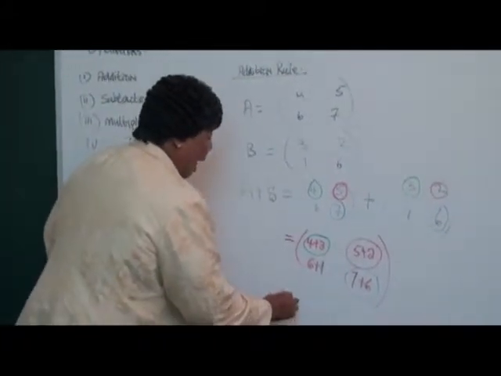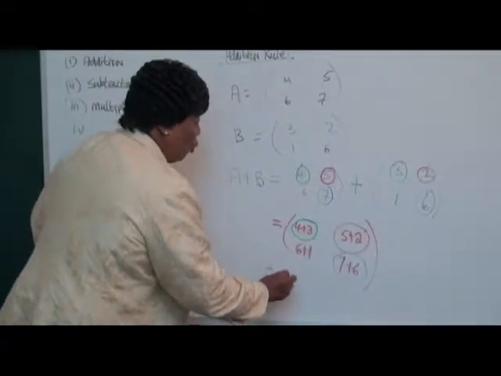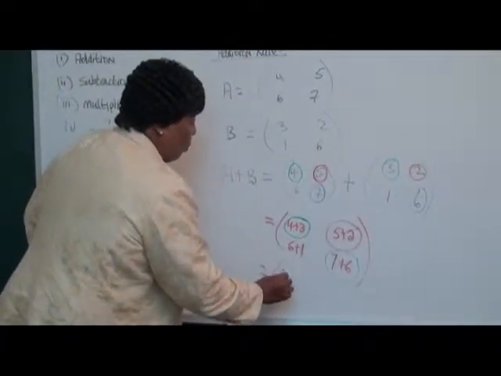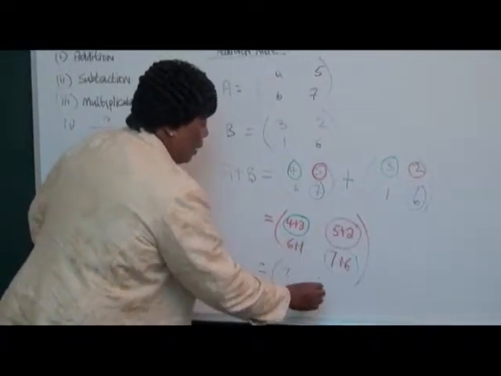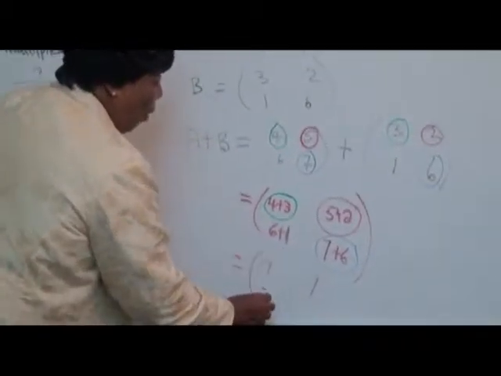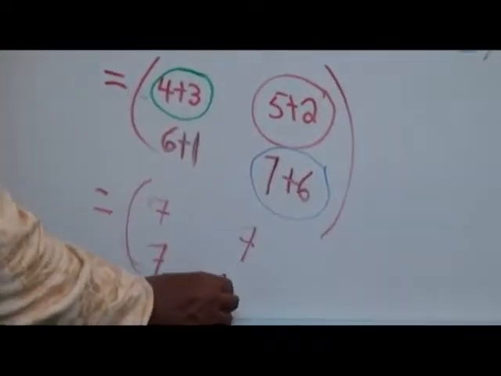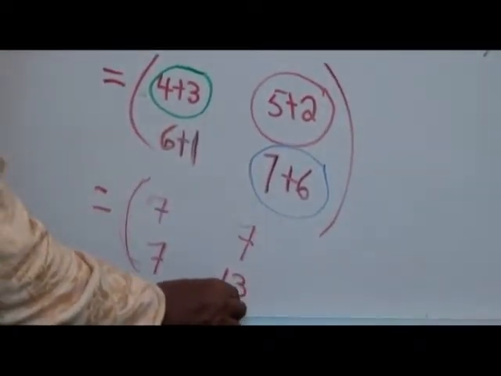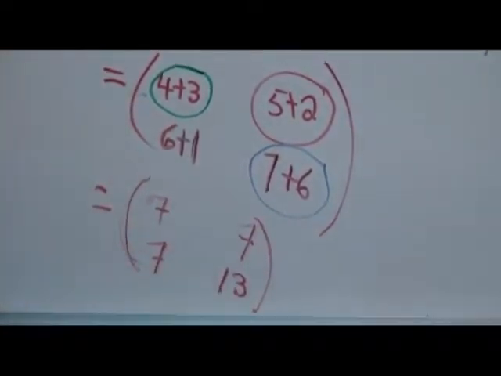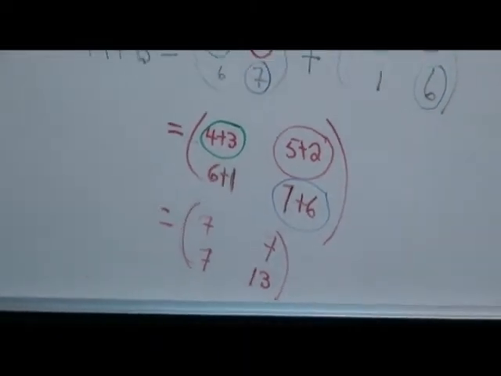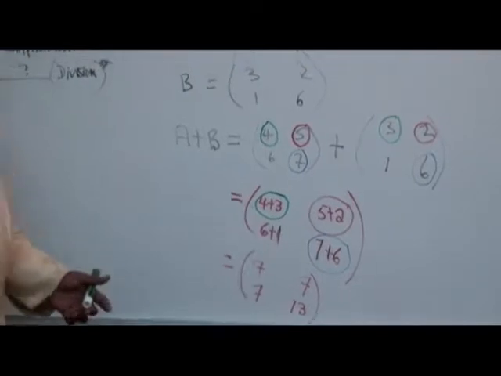So here the answer would just be equal to 4 and 3 would give me 7. Then 5 plus 2 is 7. And 6 plus 1 is 7, and 7 plus 6 would give me 13. And that's it. Nothing else. Wasn't that simple? I know you're still in shock.